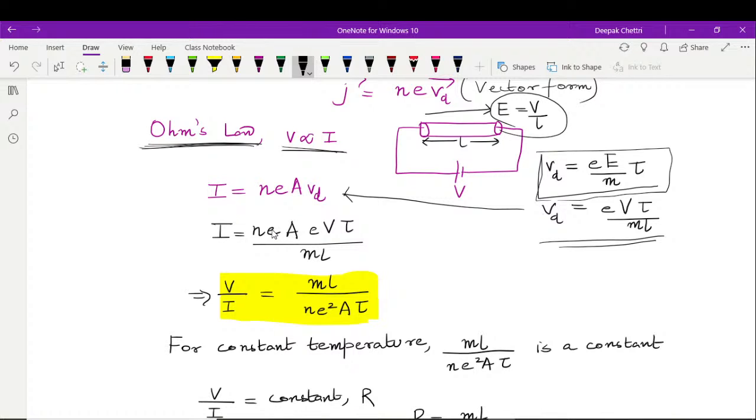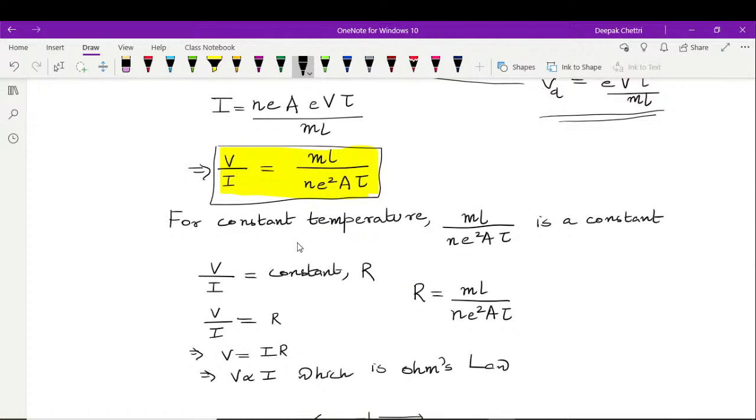Afterwards I arranged them. V by I will be equal to mL by nE squared A tau. You can do this, this is simple mathematics, right. When I look at the right hand side, everything is a constant. m is a constant, L is a constant, n is a constant, E squared is a constant, A is a constant, tau is also a constant for constant temperature, right. So I can replace this with a constant R, and that is your resistance. This constant is resistance.